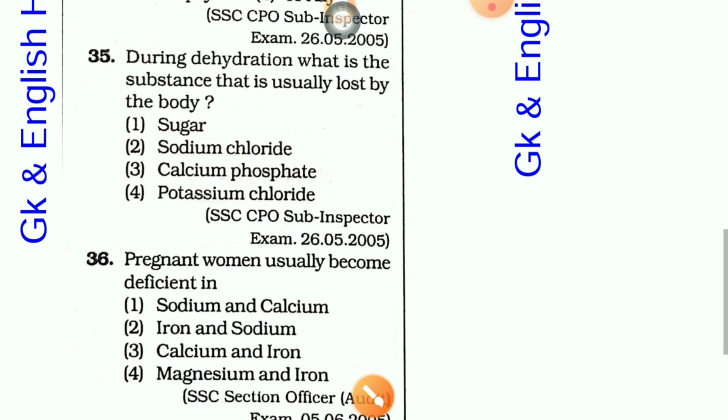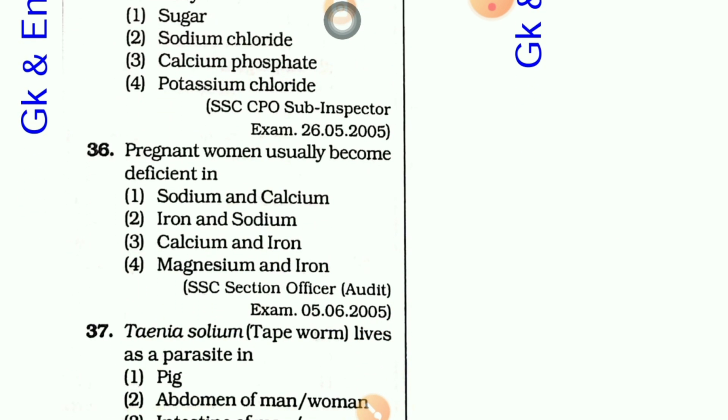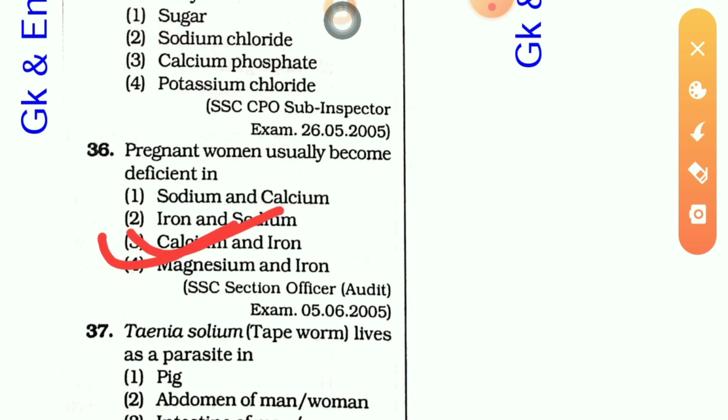The next question, that is 36. Pregnant women usually become deficient in? There are many facts related to this question, as during pregnancy many developments and changes happen in the body. So when we come with the live classes or the chapter wise classes, we will discuss all these. So here the answer will be calcium and iron. Naturally, calcium and iron deficiency happens in teenage women, and for this reason they should take a proper diet.